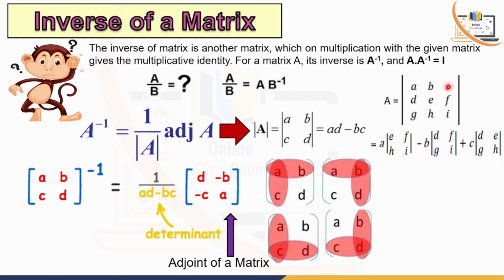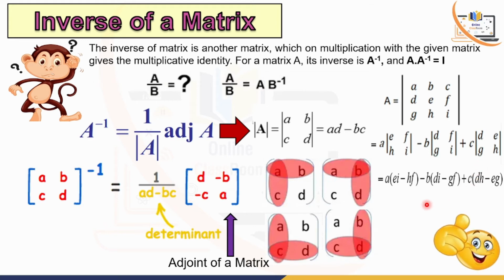And in the third position, if I consider the point C, this particular row and this particular column will be discarded. So we have C into D, E, G, H, that means this particular position. If you break those determinants using this particular rule, we get the final result as this one. So that is the total computation of the determinant value in case of a 3 by 3 system.